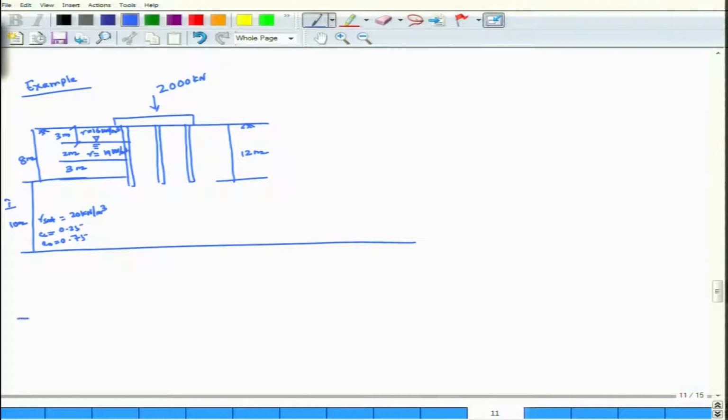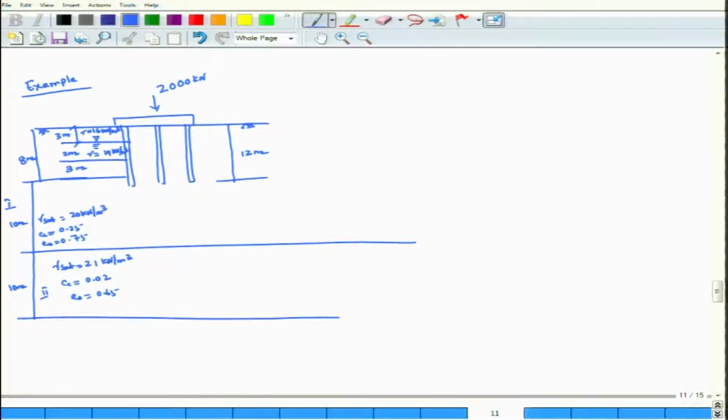Then below this there is 10 meter. This is your layer 2. Gamma saturated is equal to 21 kilonewton per meter cube, Cc is equal to 0.02, e0 is equal to 0.65.